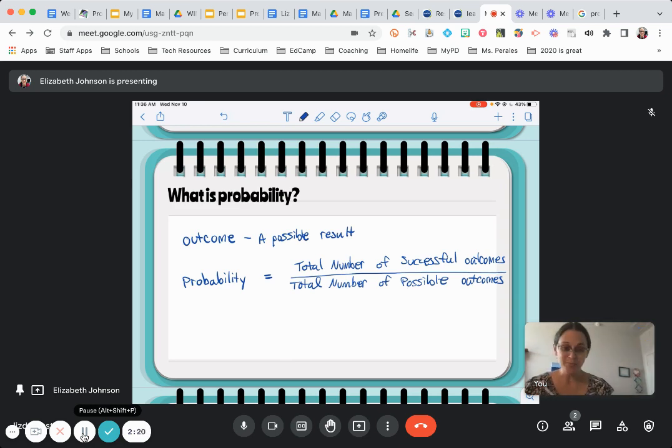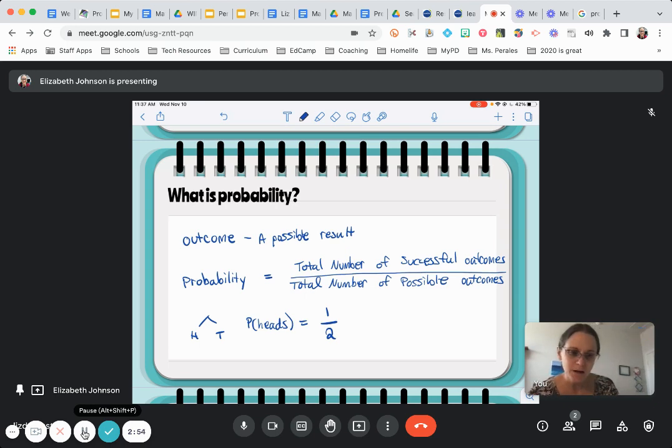So let's go back to that example of flipping a coin. There's two possible outcomes. If I flip a coin, I could get heads or I could get tails. If I want to talk about the probability of getting heads, I could write it like this. The probability of getting heads. Well, let's see. I have two total possible outcomes, right? I could get heads or I could get tails. And there's one way to be successful. That would be getting heads. So the probability of getting heads if I flip a coin is 1 out of 2.